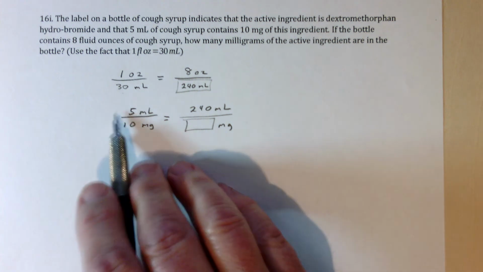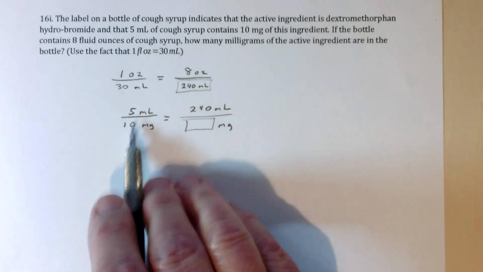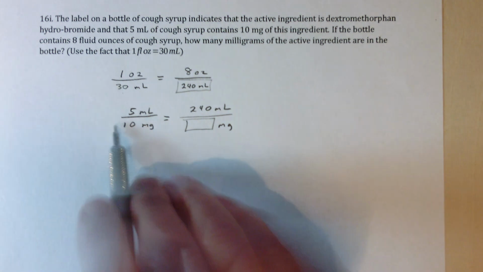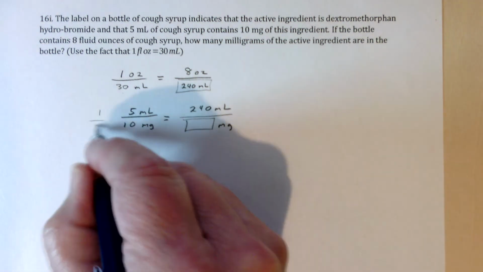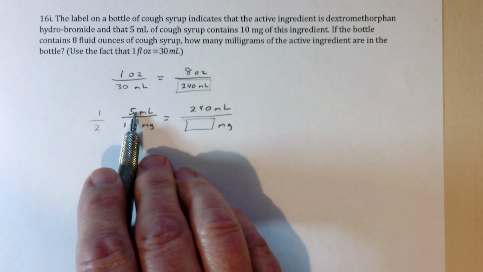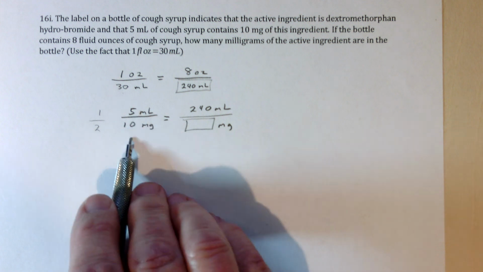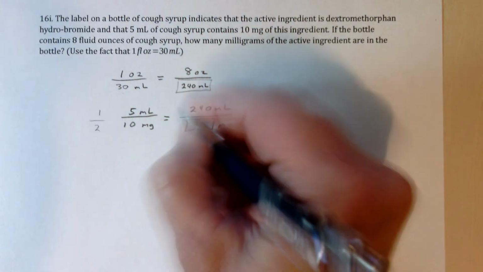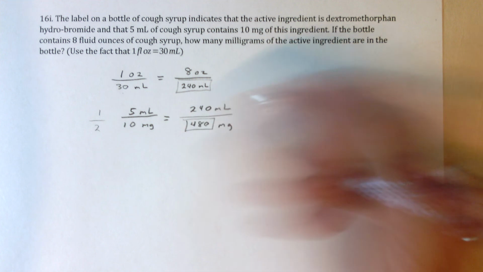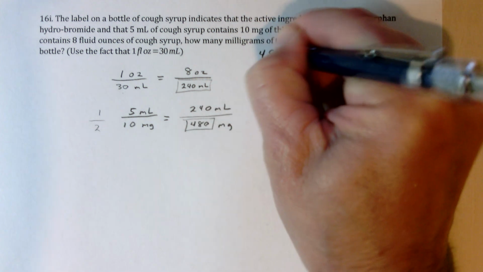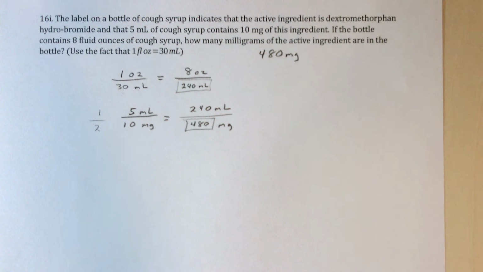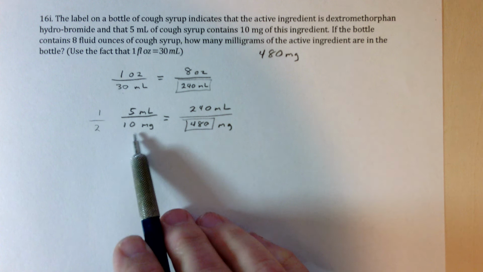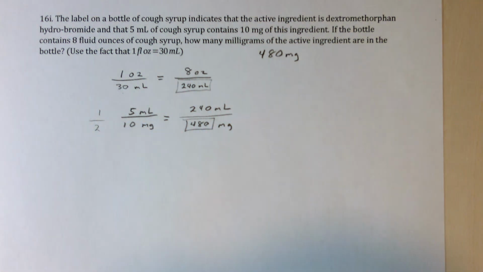But this fraction over here, this 5 over 10, is really just a 1 to 2. Okay, so whatever number up here, if I want to make an equivalent fraction, I just need to double the number down here. So if this number is 240, this number is 480. And I'm going to have 480 milligrams. But if you want to go ahead and take 240 times 10, you get 2400. 2400 divided by 5, pretty sure is going to get you 480. And that's all you have to do for this problem.